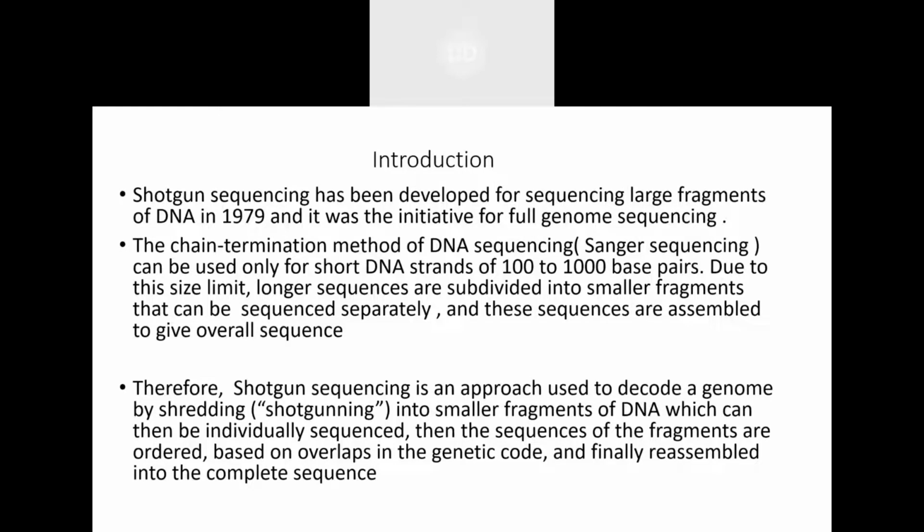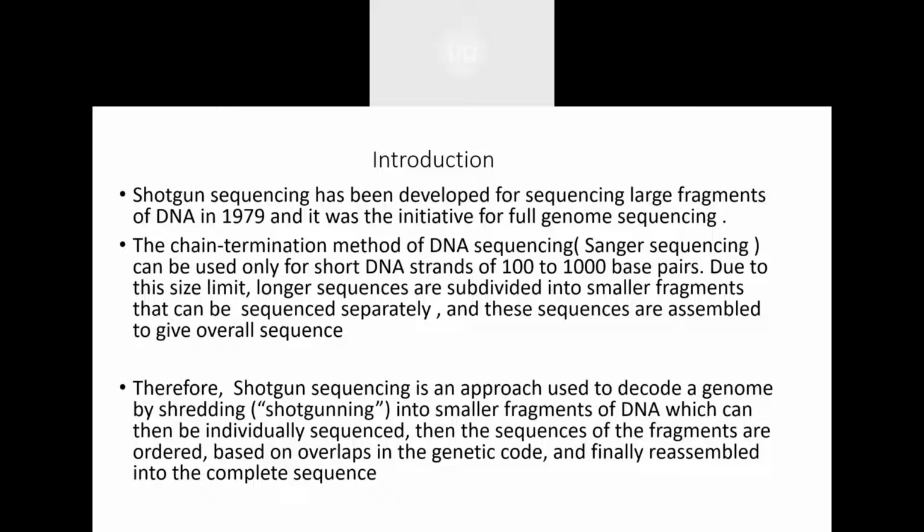So this was developed for sequencing large fragments of DNA in 1979, and it was the initiative for full genome sequencing. The chain termination method of DNA sequencing, which is also known as Sanger sequencing, can be used only for short DNA strands of 100 to 1000 base pairs. Due to the size limit, longer sequences are subdivided into smaller fragments that can be sequenced separately, and then these sequences are assembled to give the overall sequence. So this is what we call shotgun sequencing.